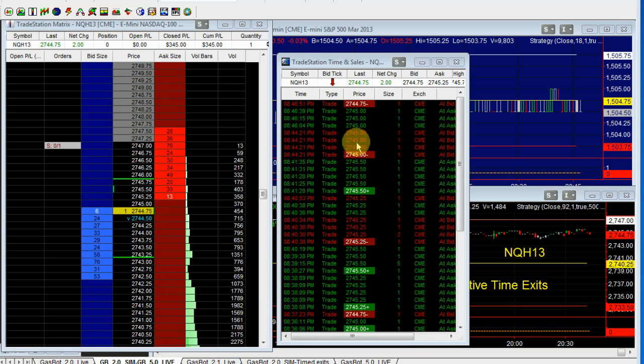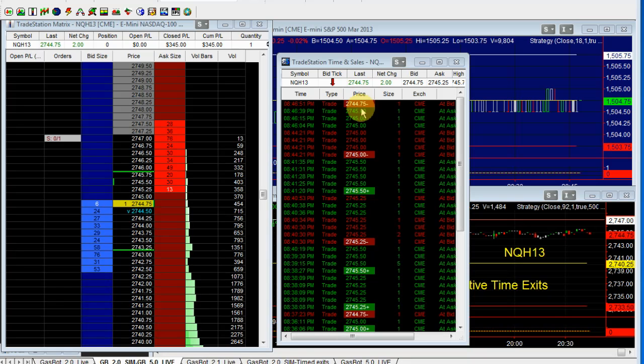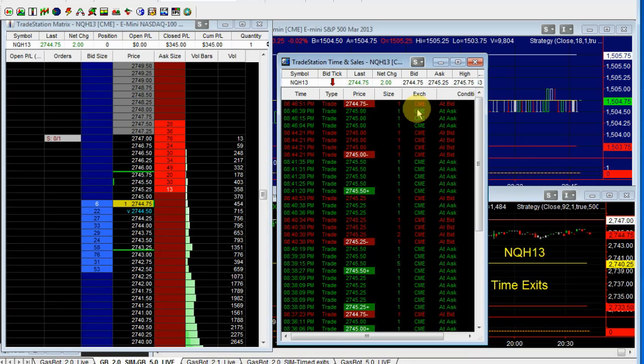And we can see that in the time and sales window, where it shows the time of the trade, what type of trade, what the last price was. In this case it was 44 3/4, and the size was one contract. Here it being the 29th of January at 8:45 p.m. it's going to be a little slower. And you can see which exchange, and then of course whether it's at bid or at the ask.